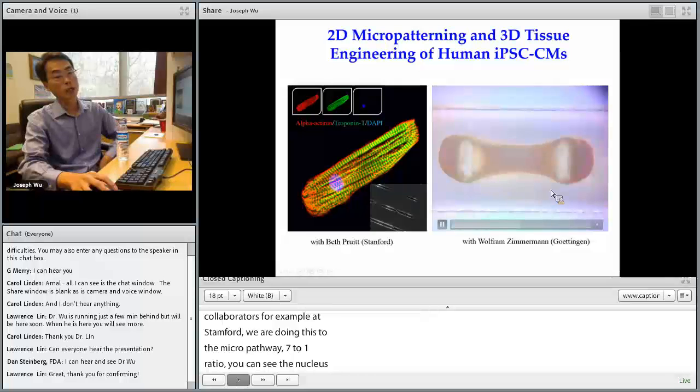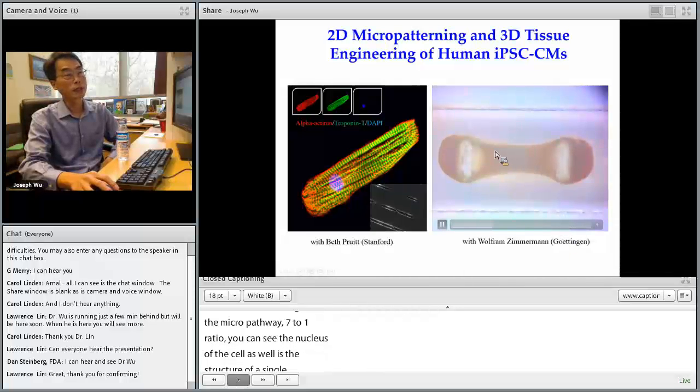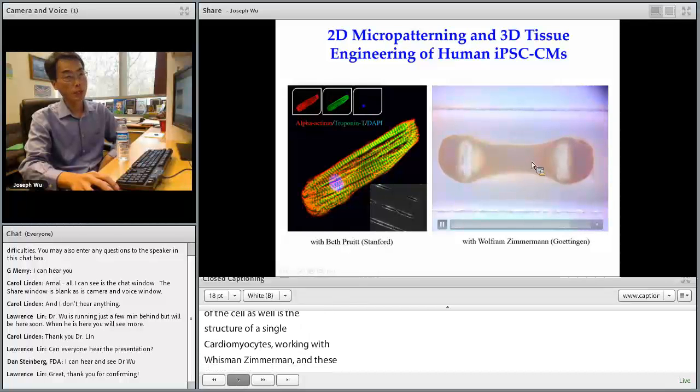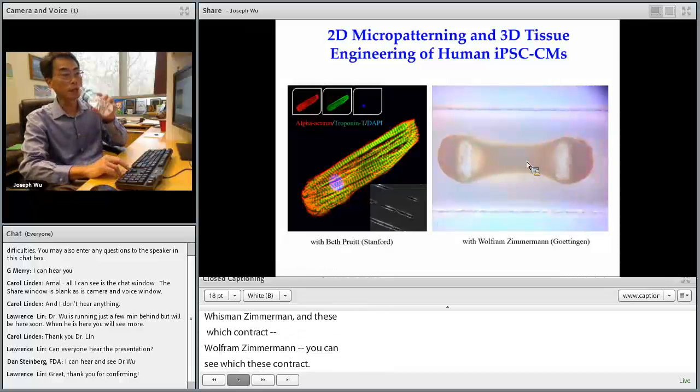Working with Wolfram Zimmermann in Germany, we've been doing 3D tissue engineering of these human iPS cardiomyocytes. Essentially, here is a collection of these cardiomyocytes attached to 2 posts, and when these cardiomyocytes contract, you can see the movement of the post. This allows us to measure the systolic force, the diastolic relaxation, as well as the arrhythmia propensity of these iPS cardiomyocytes before and after different kinds of drug treatment.